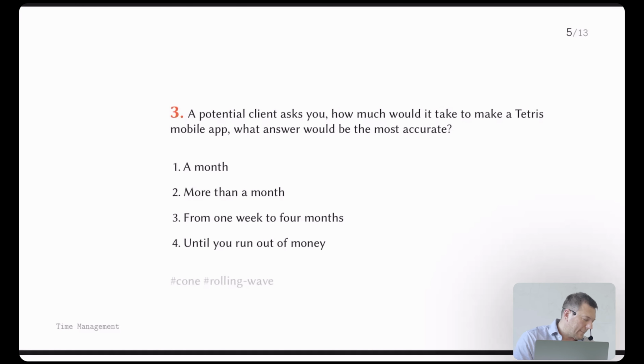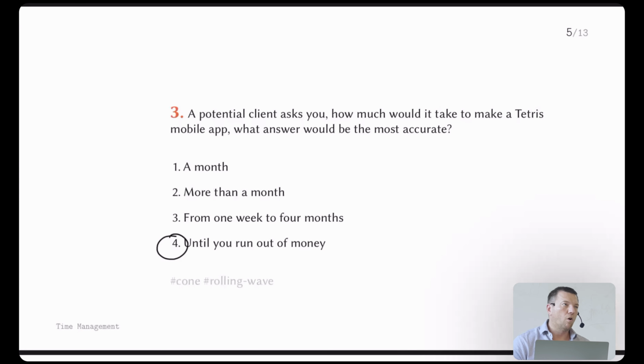Okay. Next one. A potential client asks you how much you would take to make a Tetris mobile app. What answer would be the most accurate? That's a tricky question. So it's a real situation. A potential client comes to you and asks how much would it take to make a Tetris mobile app? If you're really a professional project manager, really strong and professional, this is your right answer. So you really say that.